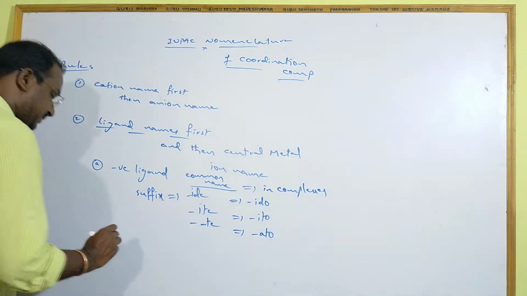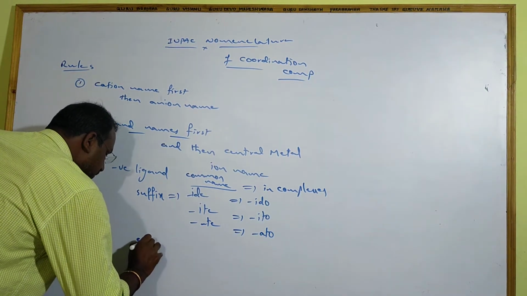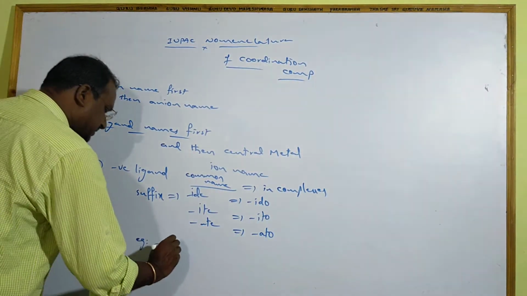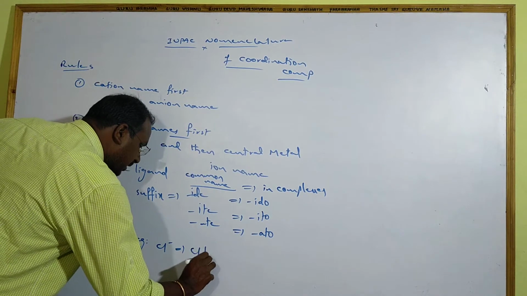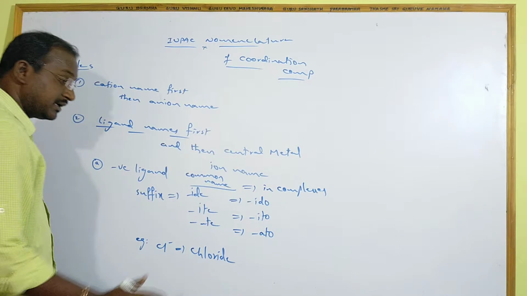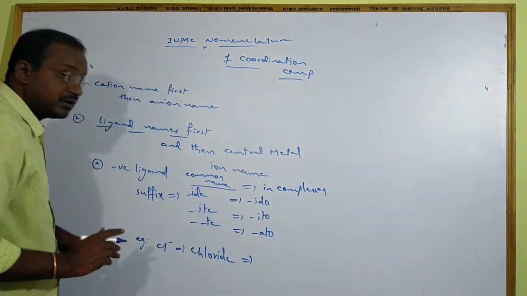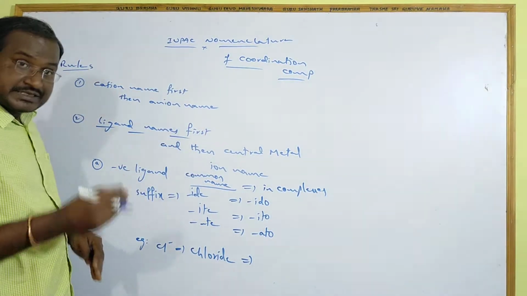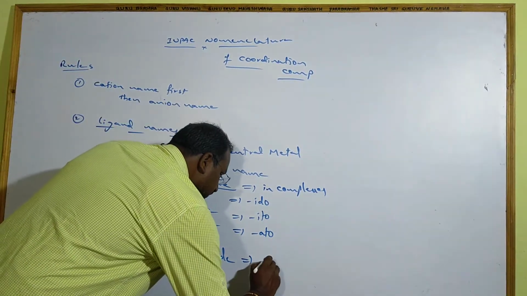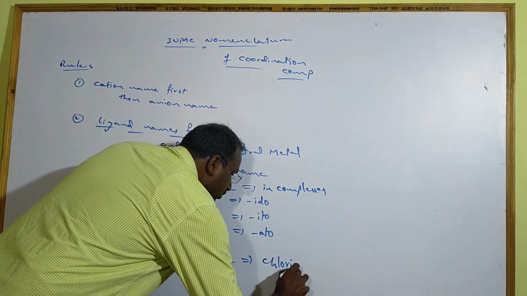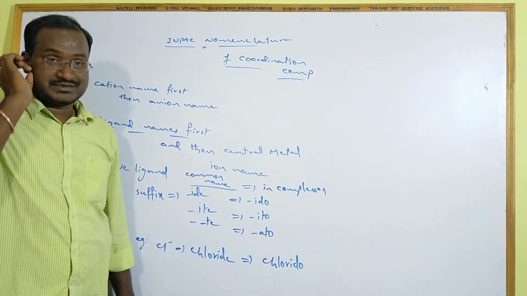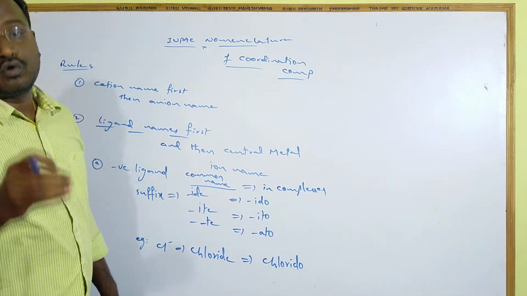Let us see some examples. Suppose Cl minus is there. Generally, what is the name of this ion? Chloride. The suffix ide is there. In complexes, to write the name of the ligand, if the Cl minus ion is the ligand, what do you have to write? Chloride becomes chlorido. In some books, with the old 1992 rules, we have it as chloro.